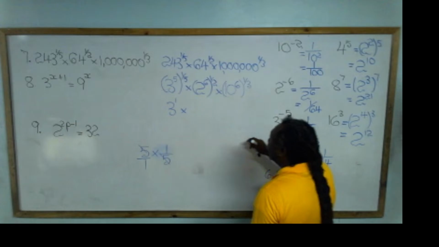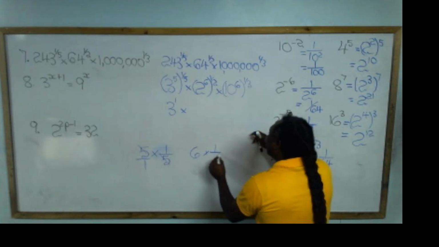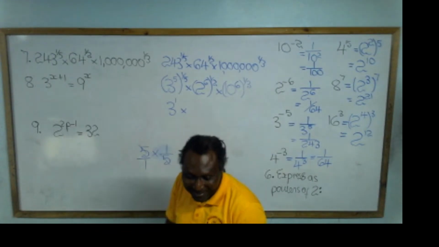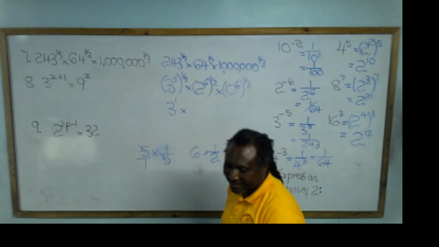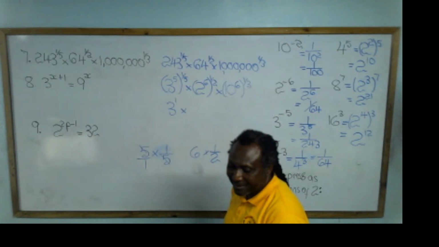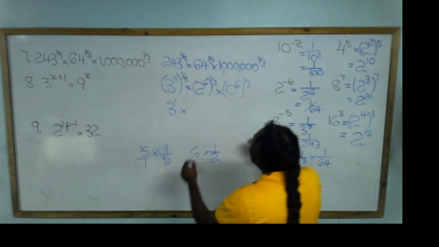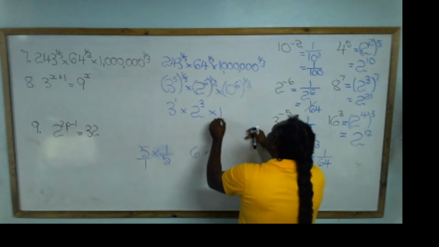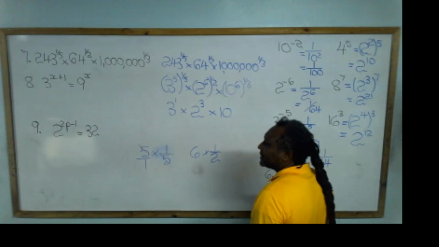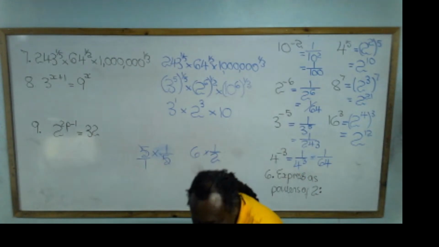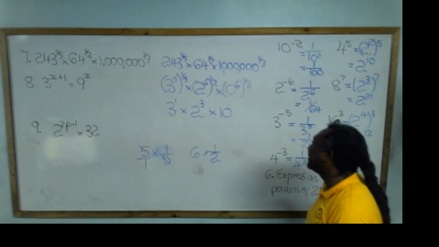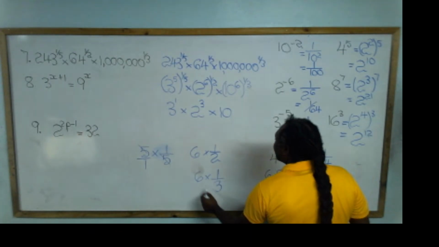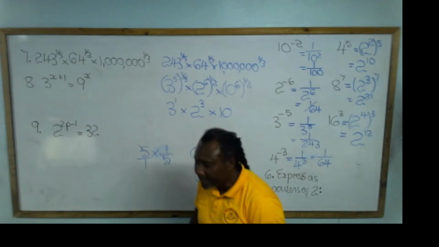What about 6 times a half? I'm not going to simplify that one for you. 6 times a half is a half of 6. What's a half of 6? Yes, 6 times a half is a half of 6. We have that one there. So it's going to be 2 to the power of 3. And 10 to the power of 6 times 1/3. 6 times 1/3. Exactly.